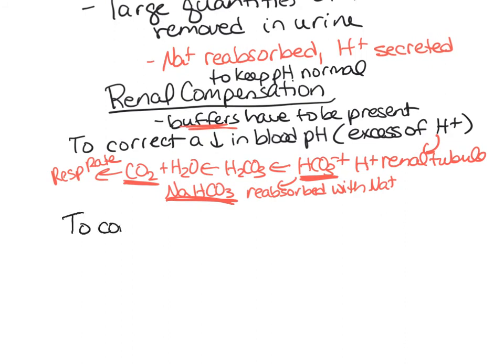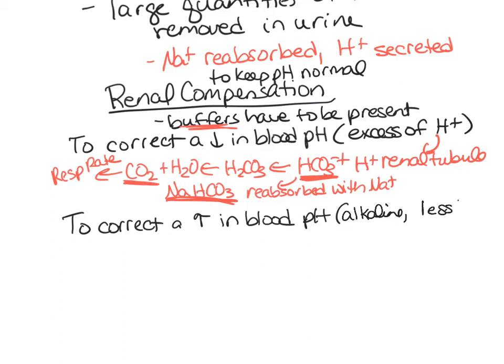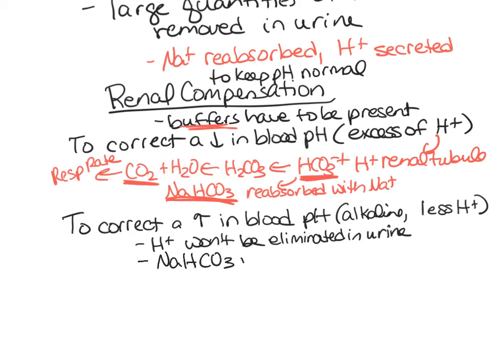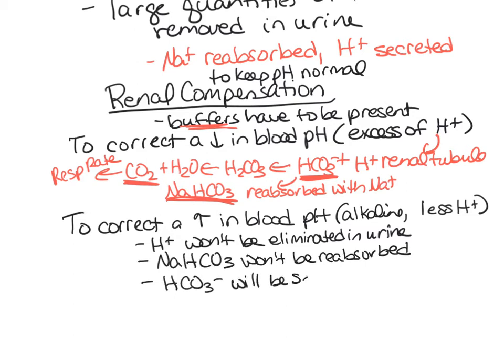To correct the opposite problem, if we have an increase in blood pH, this means the blood is alkaline and it has less hydrogen. In this case, hydrogen won't be secreted, so it won't be eliminated in the urine. This also means that sodium bicarbonate won't be reabsorbed. And instead, bicarbonate will be secreted, which means it'll be eliminated in the urine.